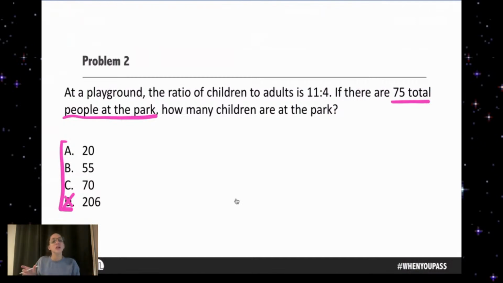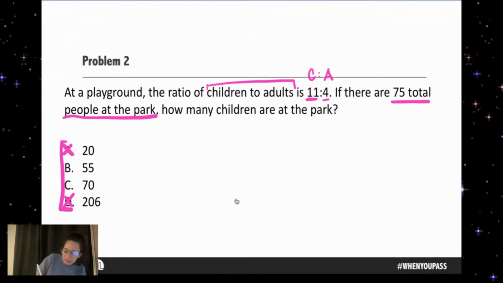The other answer that we can kind of get rid of is the 20. Why is 20 absolutely not the right answer? Because there are more children than adults. It says the ratio of children to adults. So this is going to be children and this is going to be adults. And there's more children than adults. In fact, there's way more children than adults.